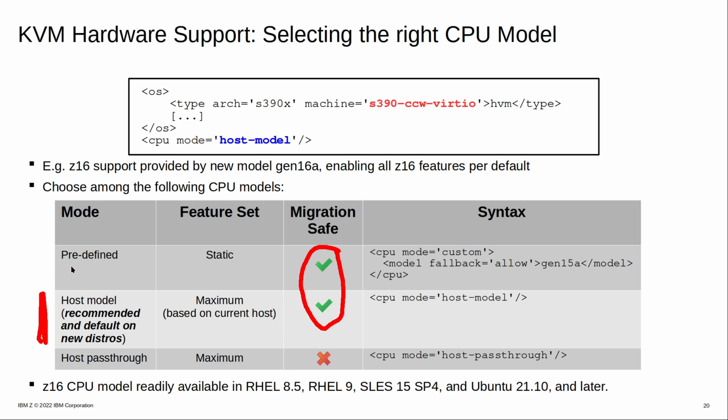However, the uppermost model, which is a so-called predefined one, that's also something you do not want to use because that leaves a couple of features of our hardware platform unused. And only the host model utilizes the maximum based off the current host of the feature set, which is still migration safe. And we always make sure that the respective CPU model is available in all of the latest and greatest Linux distributions that support our latest and greatest hardware. So long story short, make sure you always use a host model when you're defining XML domains, and you should be good.